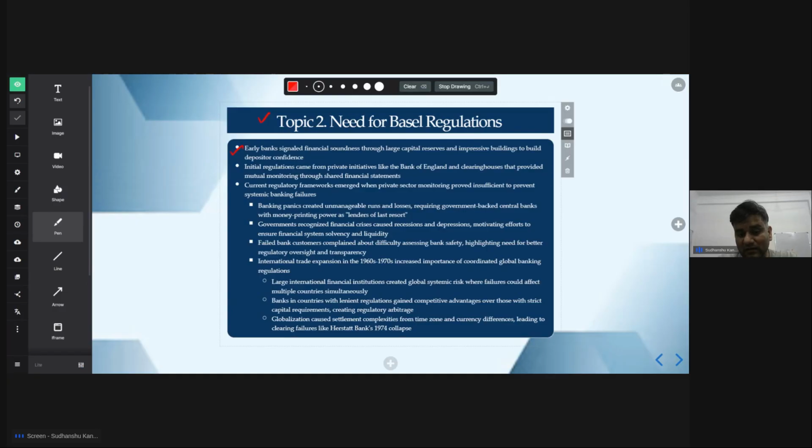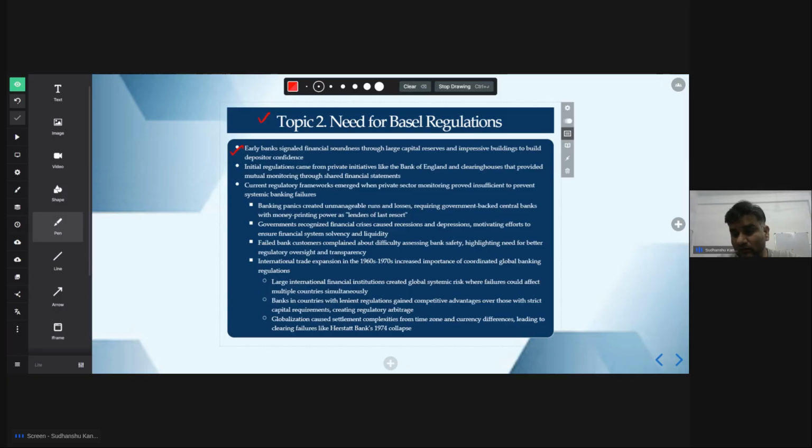And then there were international trade and globalization. Expansion of international trade, which happened from the 1960s onwards, increased cross-border banking and systemic interconnectedness. This made national-only regulation quite inadequate, right? And then we understood global systemic risk also. Large multinational banks created spillover risk. Failures in one country could impact many others simultaneously.